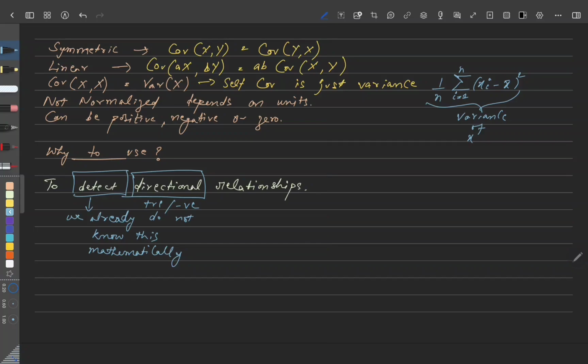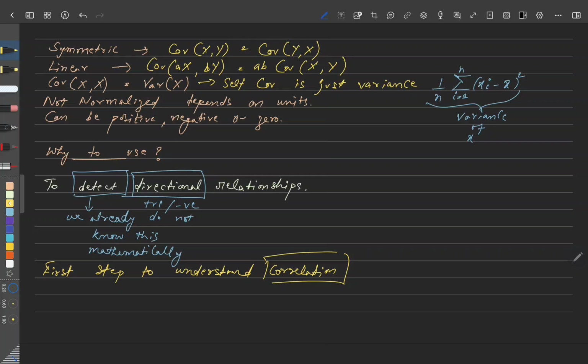And this is the first step to understand correlation. We'll cover this in the next video. You will get a better understanding, and there we'll use the concept of covariance before we understand the concept of correlation.